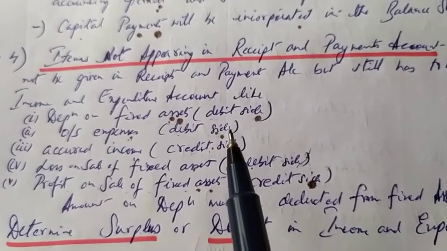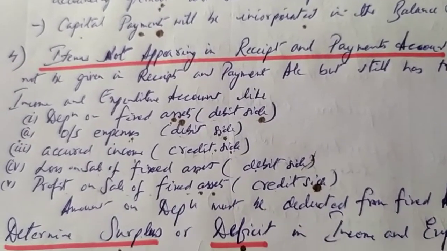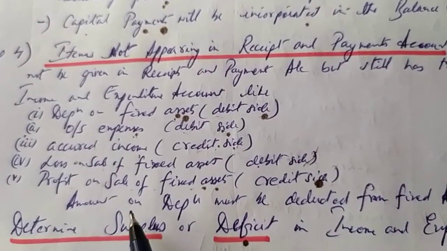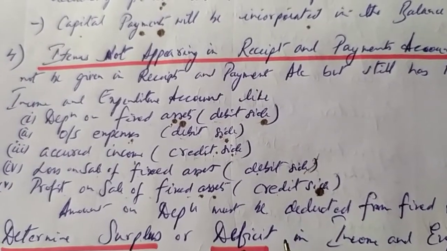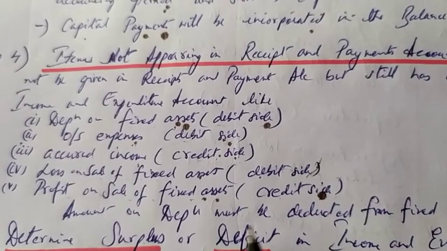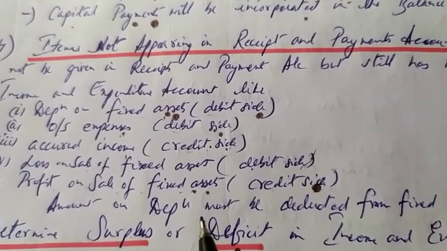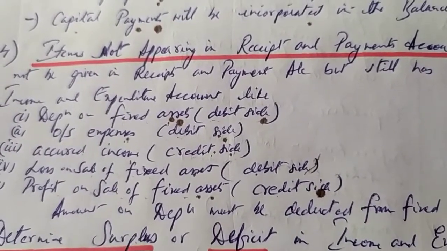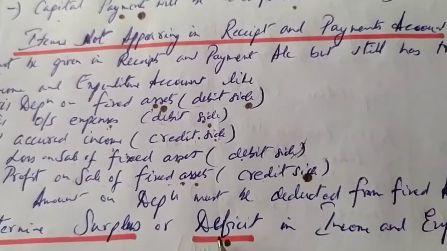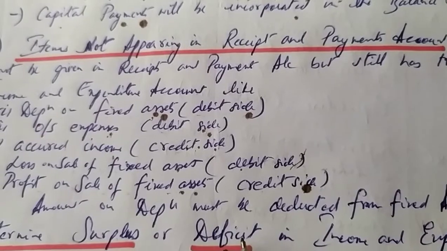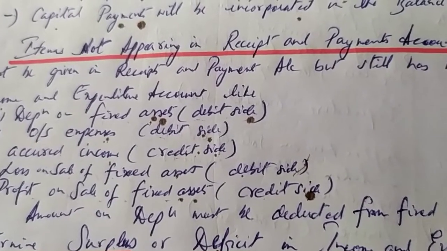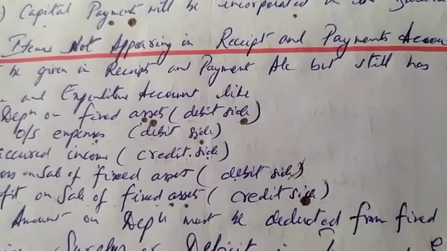If the income exceeds the expenditure, it will be a surplus. Whereas if the expenditure exceeds the income, then the amount will be a deficit. That is, if your credit side is heavier than the debit side, that will be surplus. Whereas if the debit side of the account is heavier than the credit side, it will lead to deficit. And the same surplus and deficit we are going to use further in the next step.